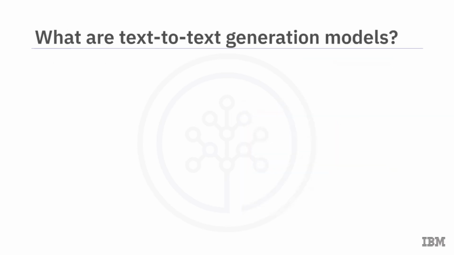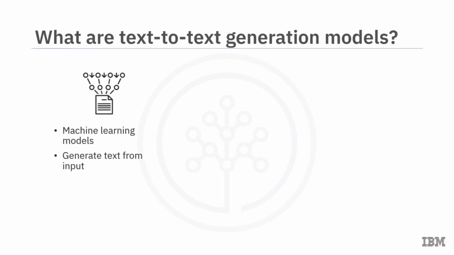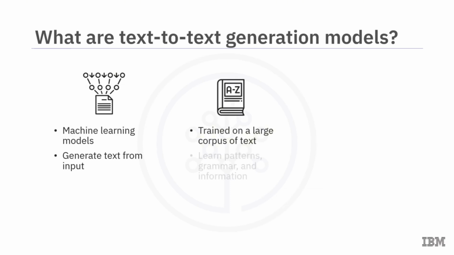But what exactly are text-to-text generation models? Text-to-text generation models are a type of machine learning model used to generate text from a given input. They are trained on a large corpus of text. These language models are trained to learn patterns, grammar, and casual information.